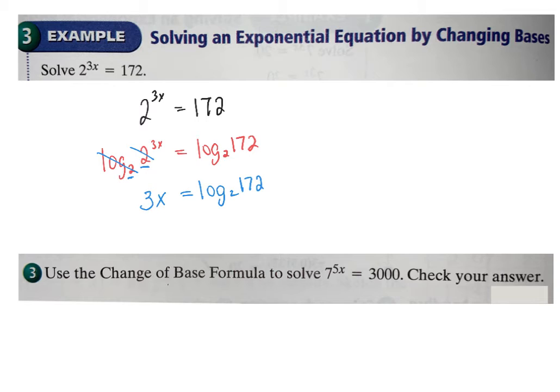Okay? And then what I can do is I can rewrite this guy using my change of base. So 3x is going to equal log 172 divided by log of 2. And to solve for x, I just divide by 3. So x is going to equal log 172 divided by log of 2 divided by 3. And I will get 2.475.